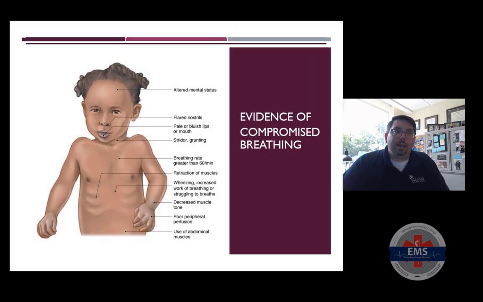For compromised breathing, we see a lot of things. We see the child beginning to act abnormal or have an altered mental status, nasal flaring, pale or bluish lips or mouth and mucous membranes, stridor or grunting, a breathing rate that's greater than 60 a minute, muscle retractions to increase respiratory effort. We see wheezing or increased work of breathing or even a struggle to breathe, decreased muscle tone, poor perfusion, and then the use of abdominal muscles to help offset the ability of the thoracic cavity.